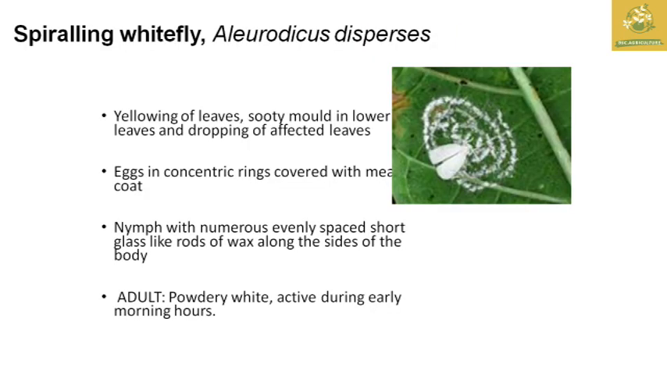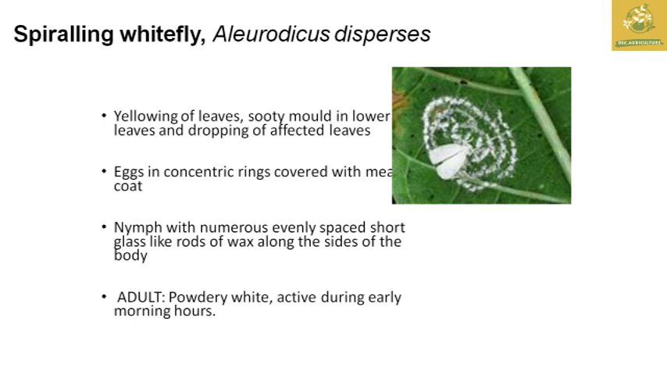And the next important pest in Jatropha is spiraling whitefly, where the scientific name is Aleurodicus dispersus. So they used to suck the sap from the leaves, which leads to sooty mold in lower leaves, and dropping of the affected leaves is an effective symptom. So which used to cause the dying of the whole plant in severe infestation.